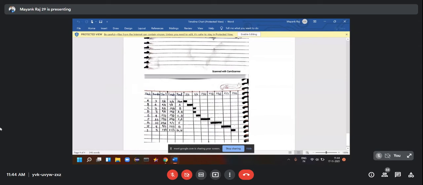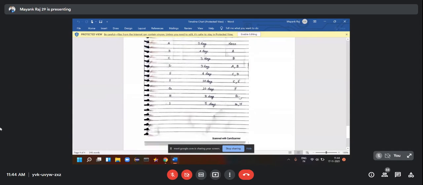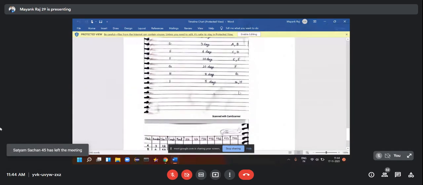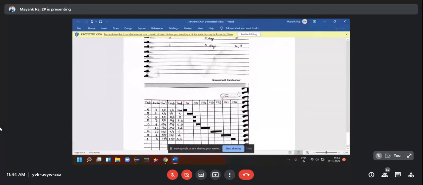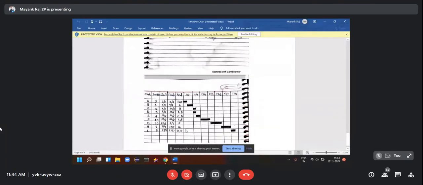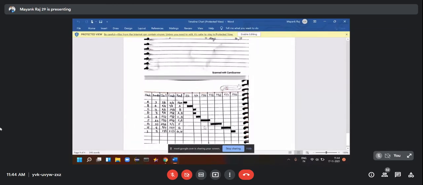Now coming to the process G. Process G also has 10 days of duration, and its predecessor is F. So it will start just after F is finished. F has been finished on 24th of June. So G will start from 25th of June, and its predecessor will be F, and it has a duration of 10 days. So it will go till 4th of July. So we will mark that accordingly on our timeline chart.